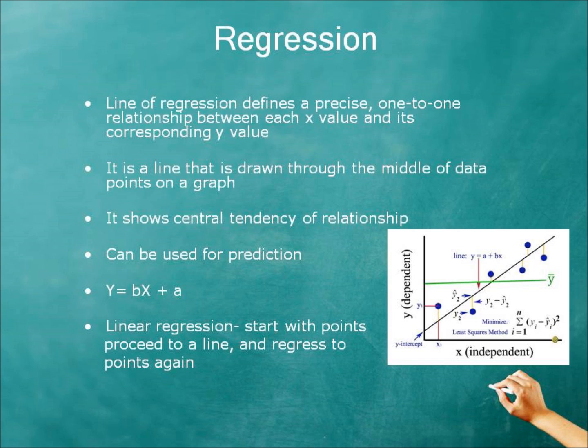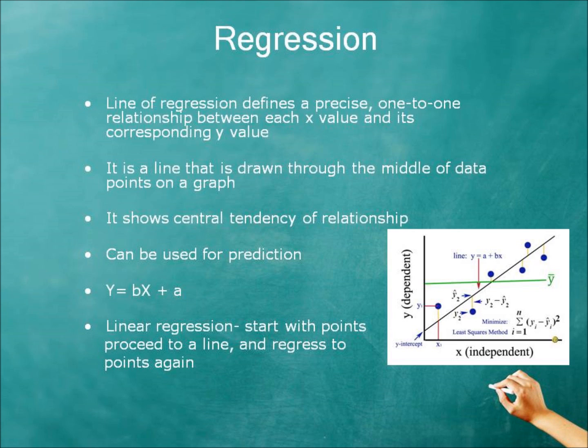Another topic for statistical tests is regression. A line of regression defines a precise one-to-one relationship between each x value and its corresponding y value on a graph. The line of regression is drawn through the middle of data points on a graph. It shows a central tendency of a relationship. For example, if the line starts lower and runs upward to the right, it is a positive relationship. If it starts higher and runs down to the right, it is a negative relationship. The line of regression can also be used to predict future relationships based on the imaginary continuum of the line.